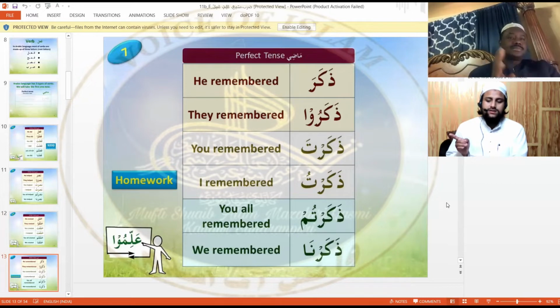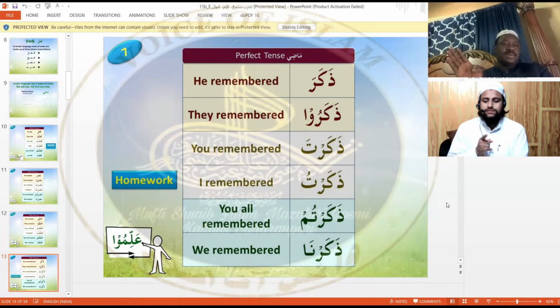Zakara, he remembered. ذكر, he remembered. ذكروا, they remembered. ذكرت, you remembered. ذكرتم, you all remembered. ذكرت, I remembered. ذكرنا, we remembered.